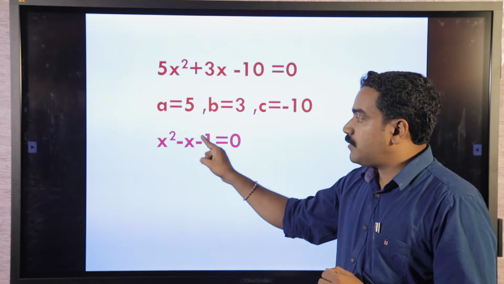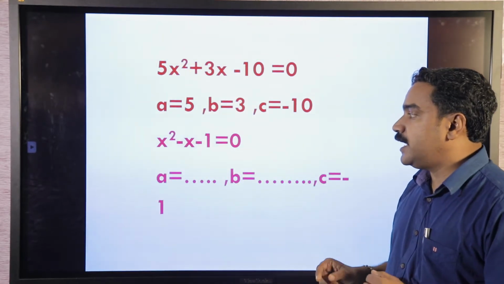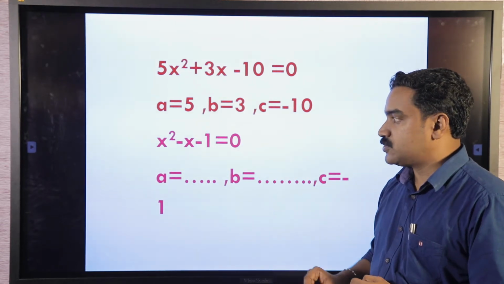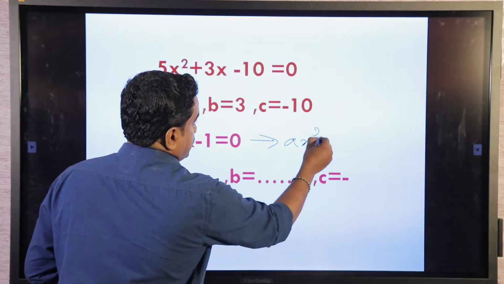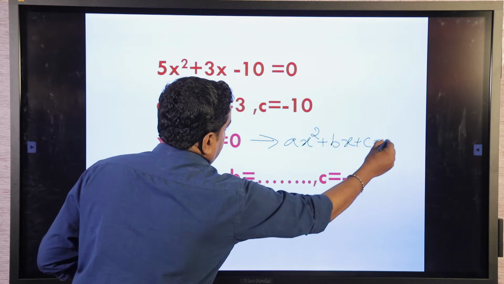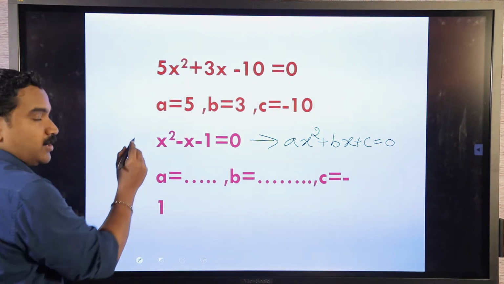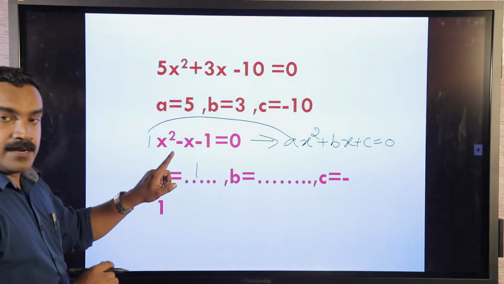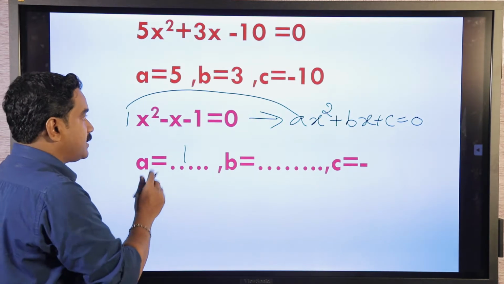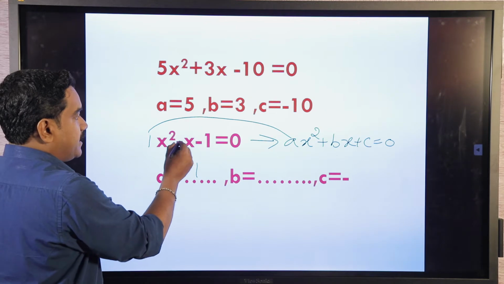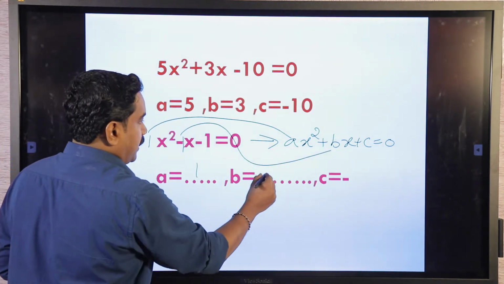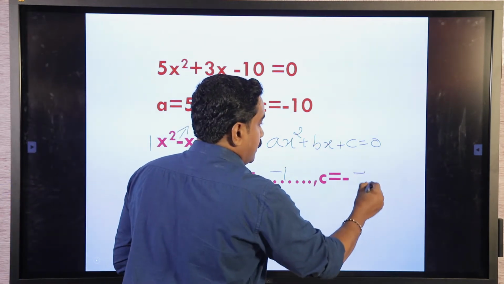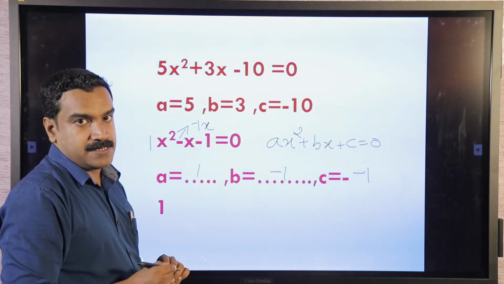Look at one more. X square minus x minus 1 equal to 0. What are a, b, c here? When you compare x square minus x minus 1 equal to 0 with ax square plus bx plus c equal to 0, what is a? Actually x square means 1x square, that's why a is 1. When you compare b with the coefficient of x, the coefficient of x is minus 1, that's why b is minus 1. And c is the constant, which here is minus 1. So a is 1, b is minus 1 and c is minus 1.